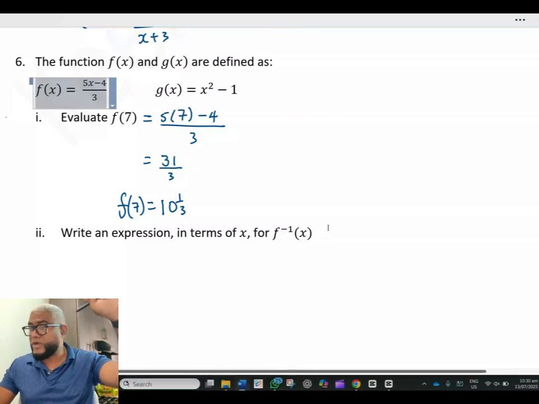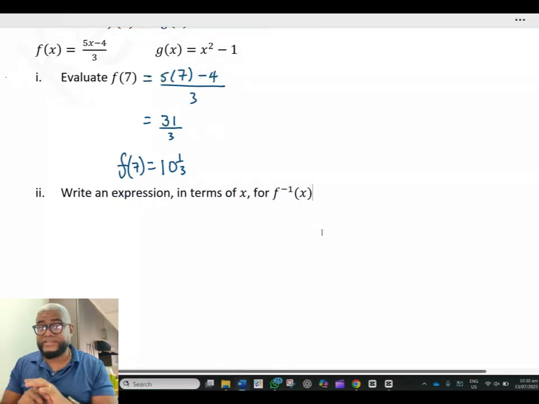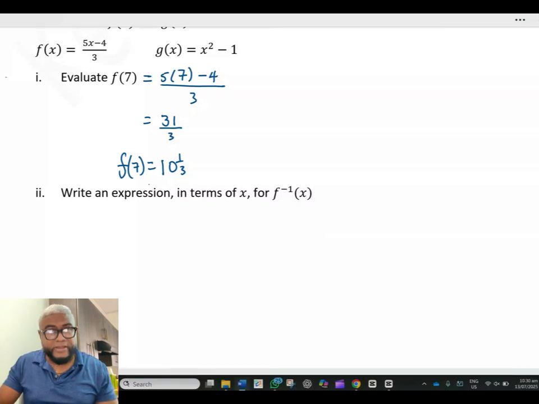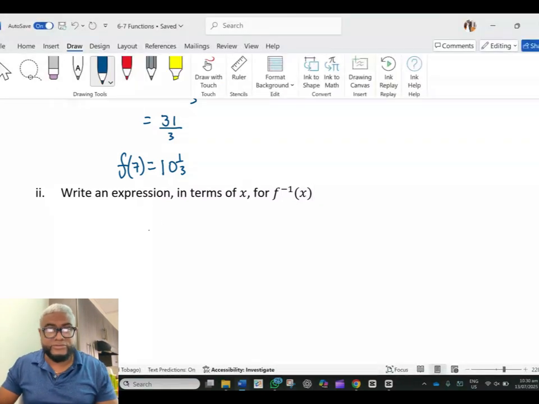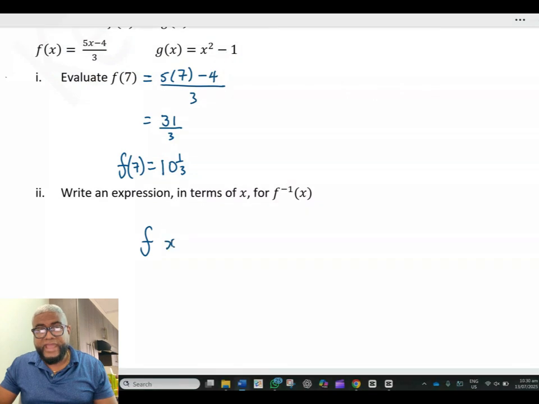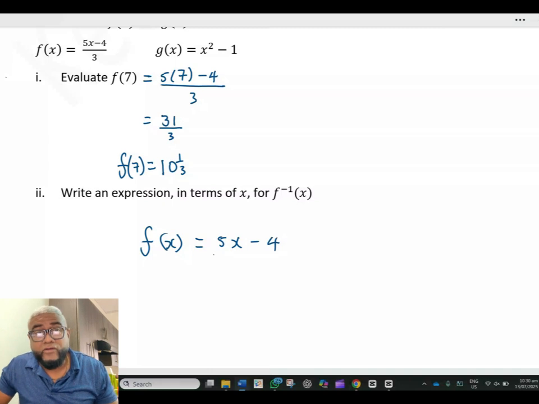So everybody seen f of x. Watch it. I'm going to write what f of x is first, right? All right, let me go to blue. So f of x is equal to what? What is up there? 5x minus 4 all over 3, right?